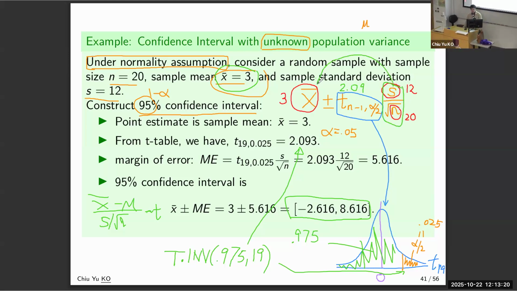Do remember that this s over root n, what's this? This is the SD of x bar, right? So basically, just go left and right by the SD, right? And you guess how many SD you should go? Basically, it's 2 SD, right? But it's not exactly 2 SD because this is not normal. It's not 1.96. It's really because n is not big enough, so the tail is fatter. So instead of 1.96, you go by 2.09. So that's the reason why we have this.